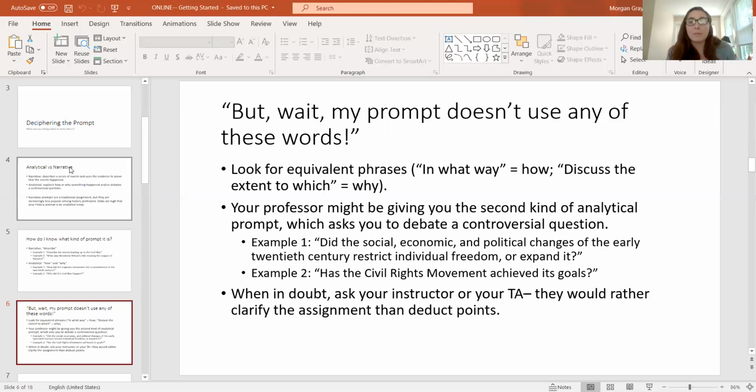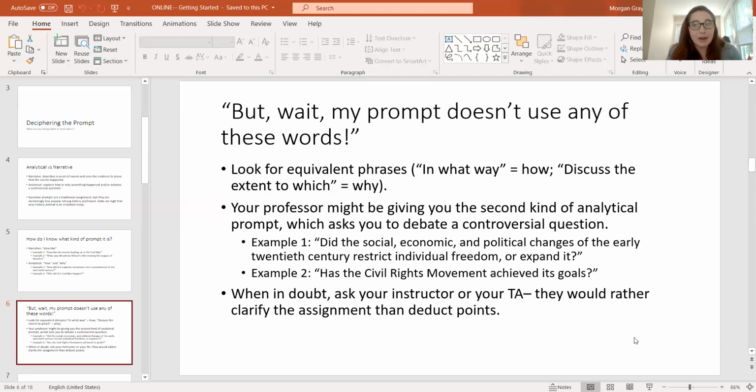question. For example, has the civil rights movement achieved its goals? This is still analytical. This still requires you to go beyond the immediate, obvious, demographic information or historical information. But it's not necessarily asking you how or why something happened. What it is doing is asking you to take the information you have and extrapolate it. So it is still analytical.